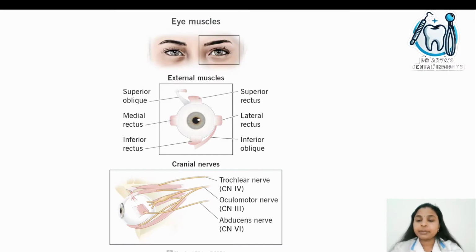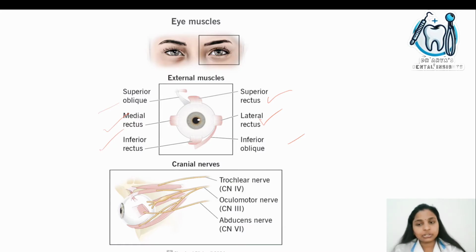So let's brief on eye muscles. These are the eye muscles. Here, these are the external muscles. Which are the muscles? Superior oblique, superior rectus, medial rectus, lateral rectus, inferior rectus, and inferior oblique. The oblique muscles are superior oblique and inferior oblique. Which are the rectus muscles? Superior, medial, lateral, and inferior. So, there are 6 muscles.